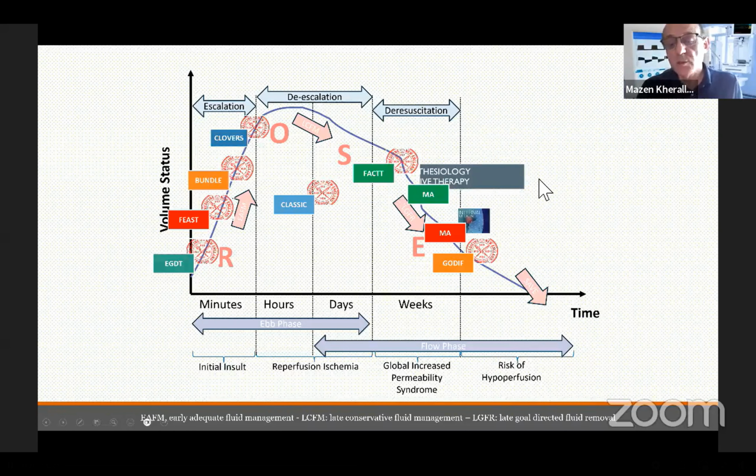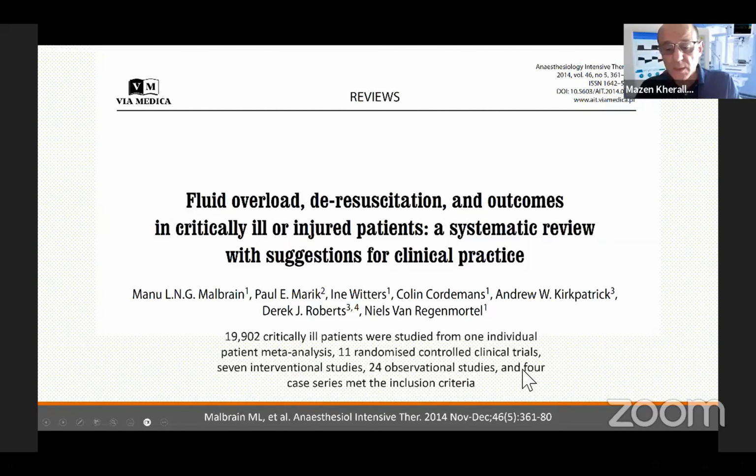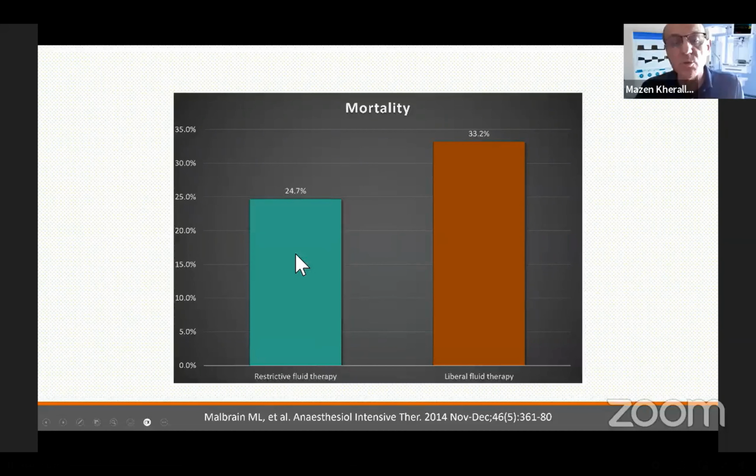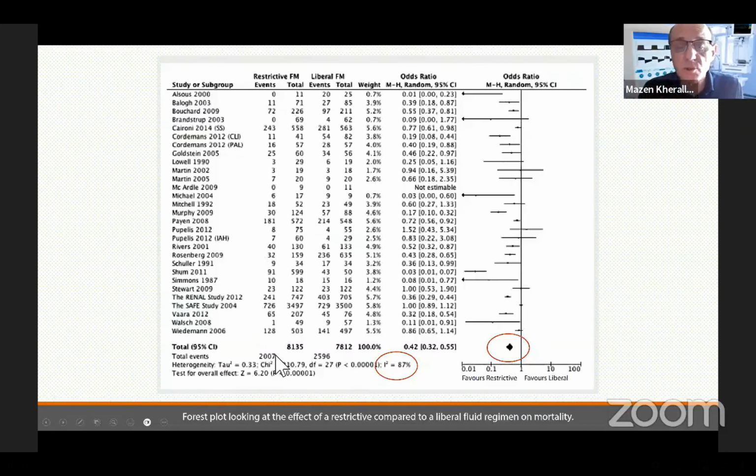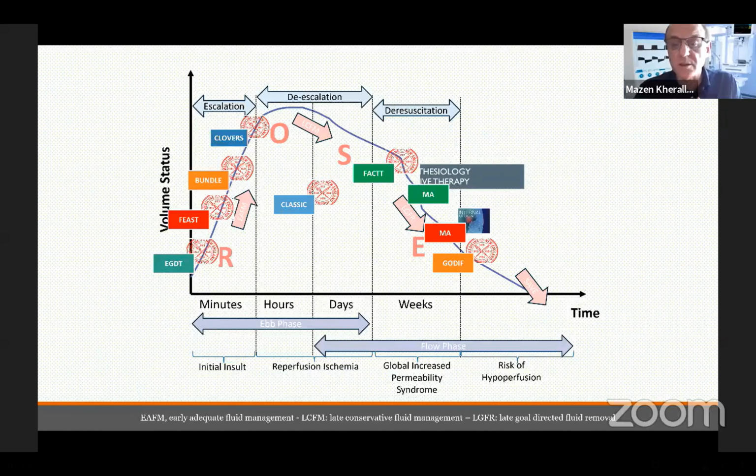There's a meta-analysis that was published in 2014, and it included around 20,000 patients, came from 11 randomized control trials, but included observational studies and even case series. In this study, you can see mortality rate for fluid restriction was better compared to liberal fluid therapy. However, if you look at the studies included in this meta-analysis, yes, you can see better mortality. Look at the heterogeneity, almost 90%. So it's not actually a very good meta-analysis to rely on in terms of inferring guidelines for our practices.